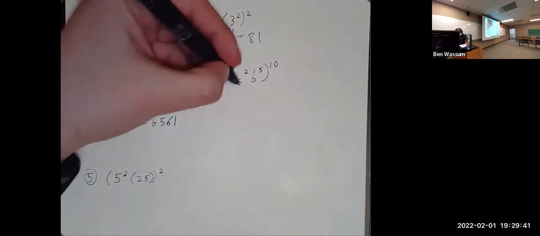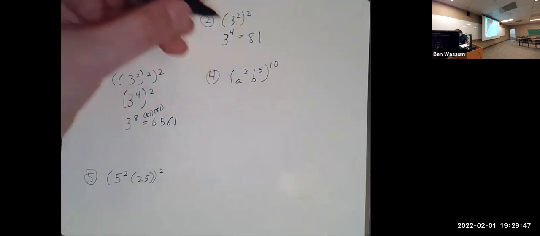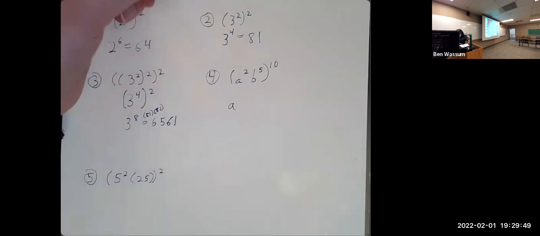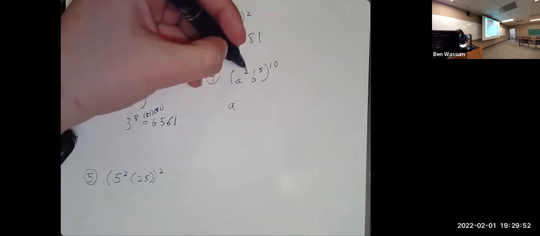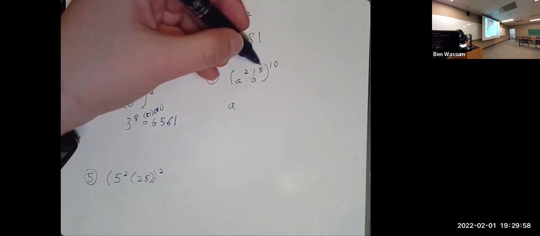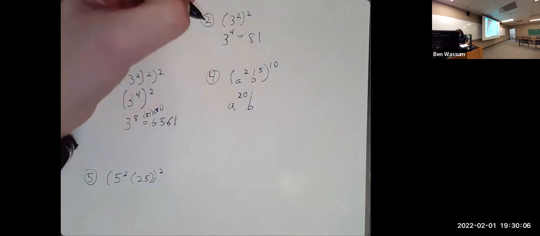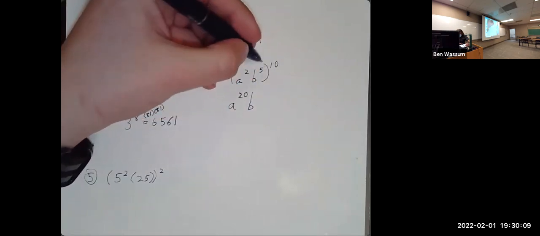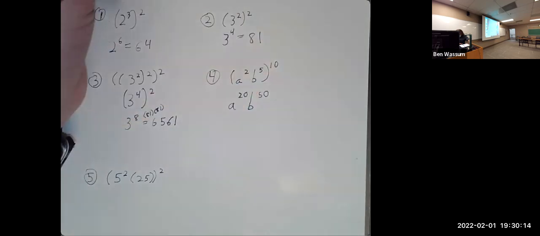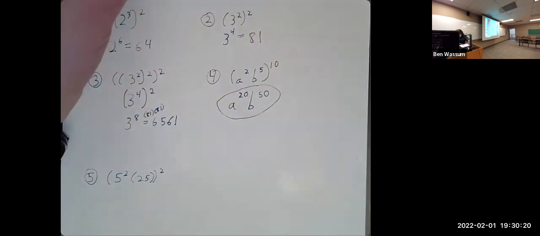What do we do when we have these particular things? There is literally no difference. My A is still a base. I still have a power of 2. That power of 2 is happening 10 times, which means I have 2 times 10. I get a 20 right here. That B, right next to it, has a 5 already, 10 times. So that's a 50. What else can I do with this? Literally nothing, because I have absolutely no idea what A and B are.